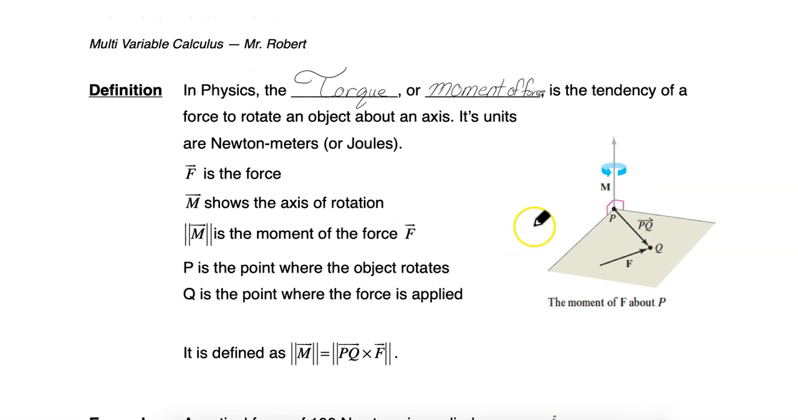So in physics, the torque, or more often than not, it's called the moment of force nowadays, is defined as is written here. It's the magnitude of the cross product of two vectors. What two vectors? The first one is the distance between the axis that we are rotating about to where we are applying a force, and the force itself. So what is the torque? It's the tendency for a force to rotate an object about an axis.